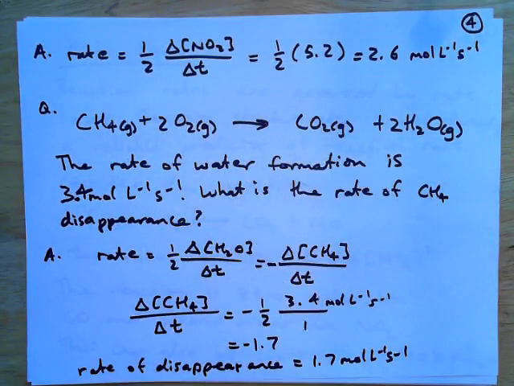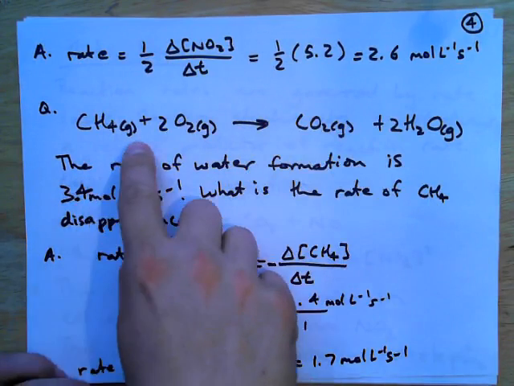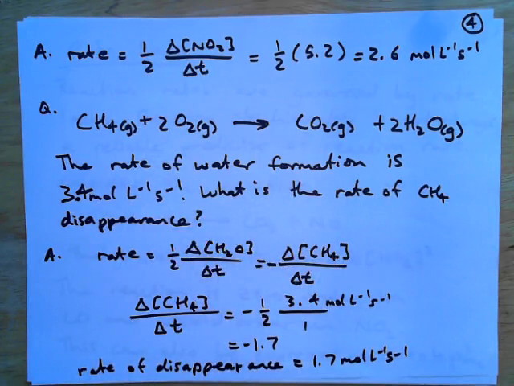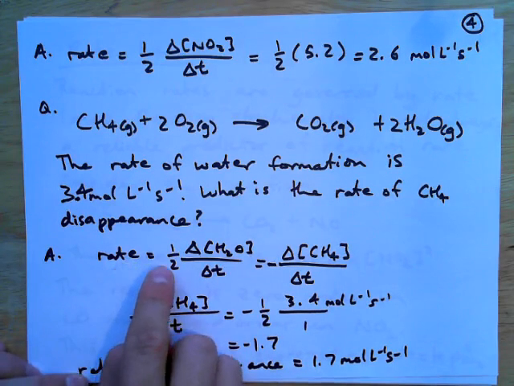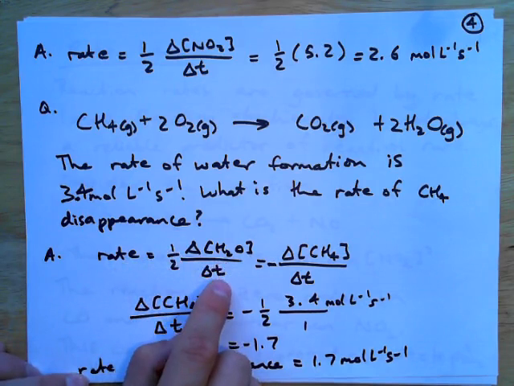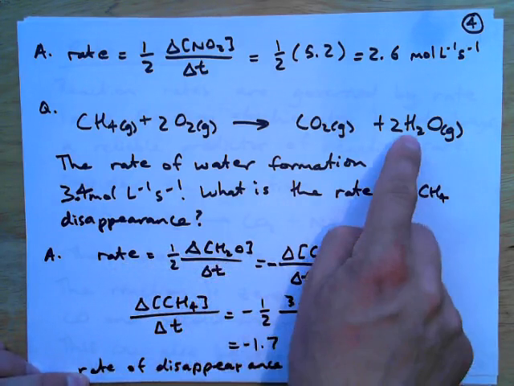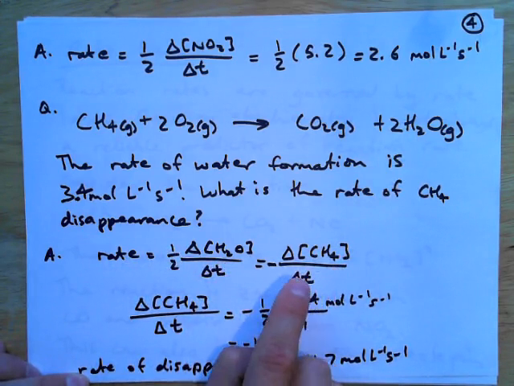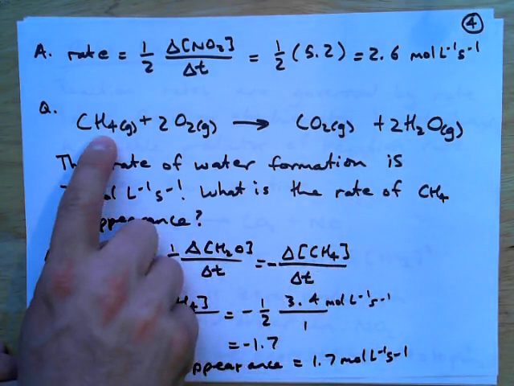So another question, we have methane gas plus O2 gas going to CO2 plus 2 lots of water. The rate of water formation is 3.4 mole per litre per second. What is the rate of CH4 disappearance? Okay, so again, we need to bring it back to some commonality, which is the rate expression. So rate equals 1/2 the change in concentration of H2O over change in time, because it's a product, equals minus the change in CH4 over change in time, minus because CH4 is on the reactant side.